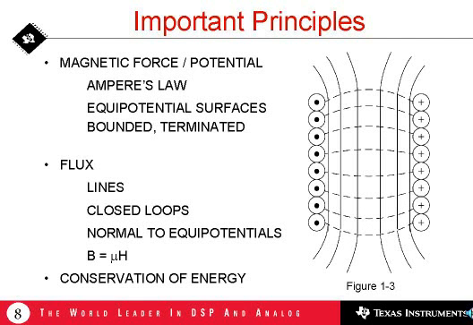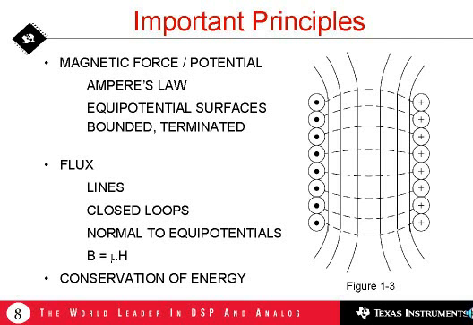Some of the important principles that govern the magnetic field are as follows. The magnetic force is directly proportional to the current in the winding, according to Ampere's law, which will be discussed very shortly. The magnetic field is made up of a series of equipotential surfaces indicated by the dashed lines. The equipotential surfaces are not infinite. They are bounded and terminated by the current flow that is producing the field.